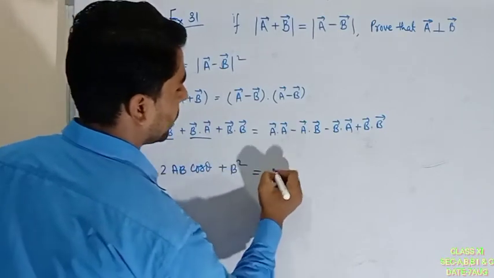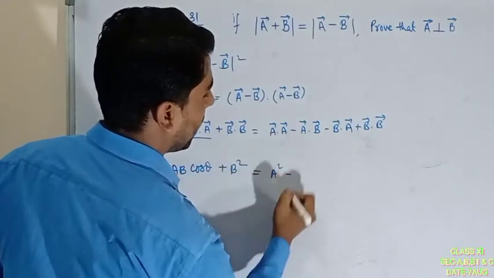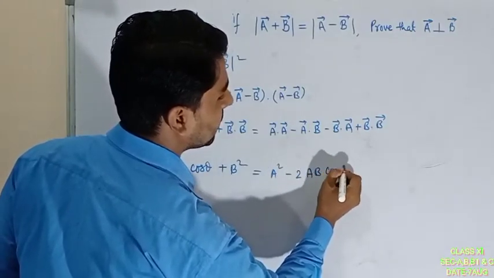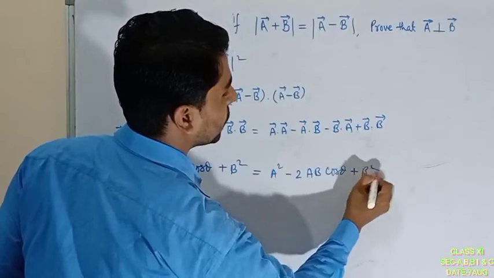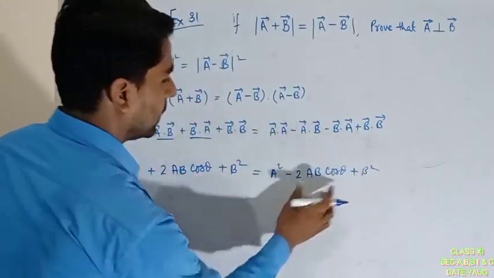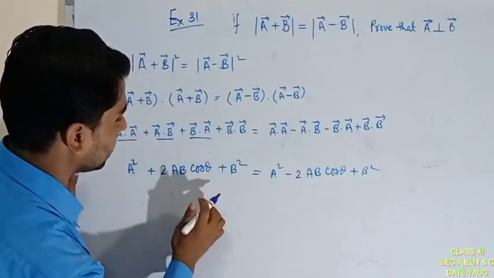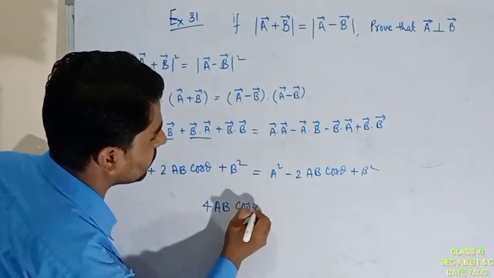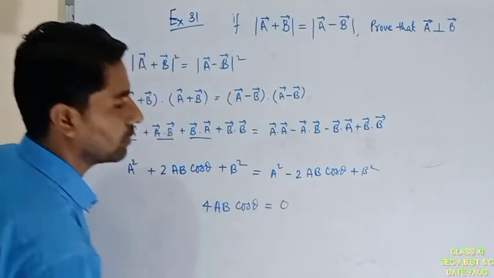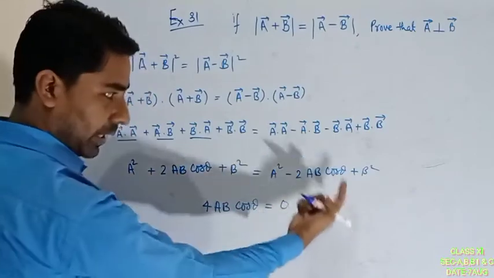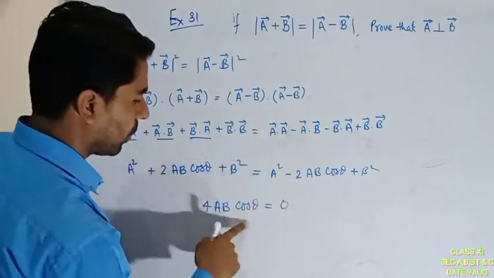In the same way, here it is a square minus twice ab cos theta plus b square. Now in magnitude, a square and b square will be cancelled, and 2ab taken to this side. The total becomes 4ab cos theta is equal to 0. This one cancelled, and 2ab and 2ab, when it comes to this side, this will become 4.